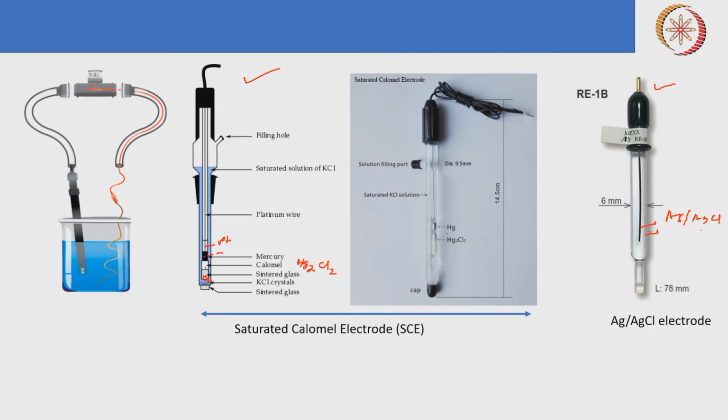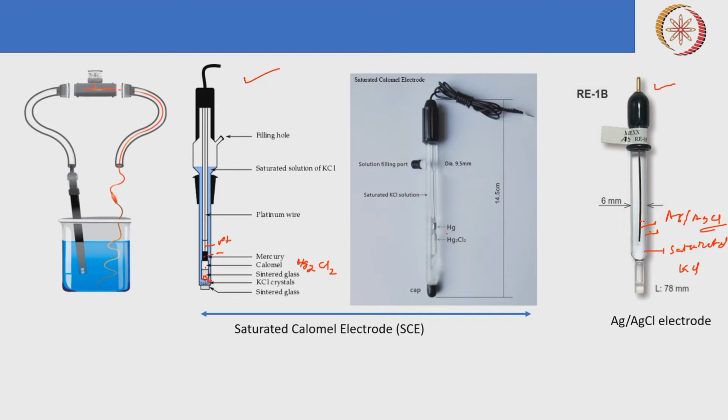So this is the standard calomel reference electrode, and this is the Ag/AgCl electrode. There is a silver wire, where the silver wire is coated with AgCl, which is black in color, and there is saturated KCl solution around it.